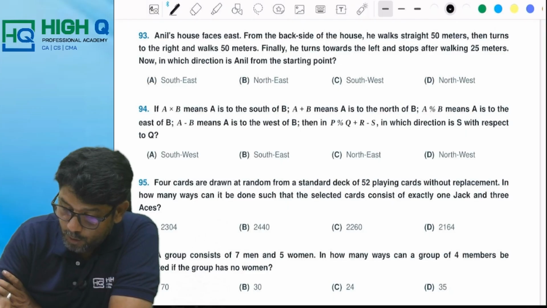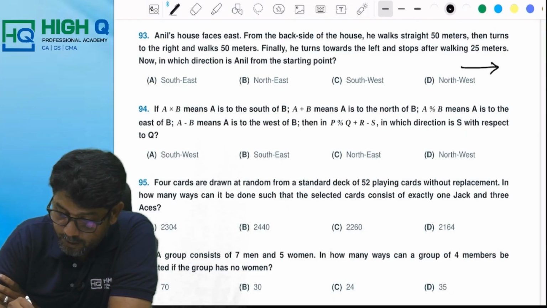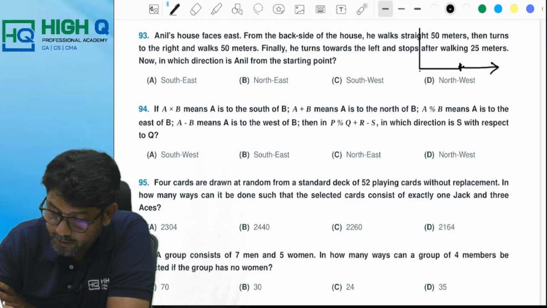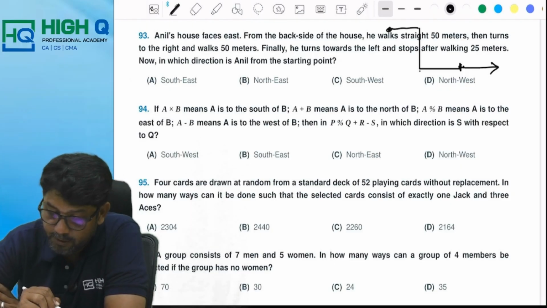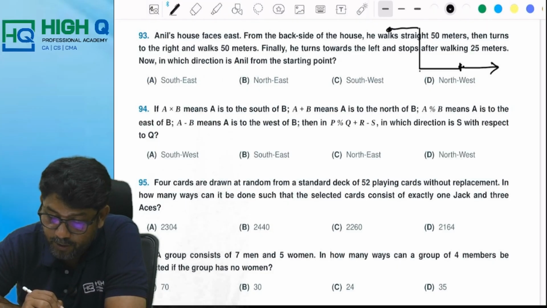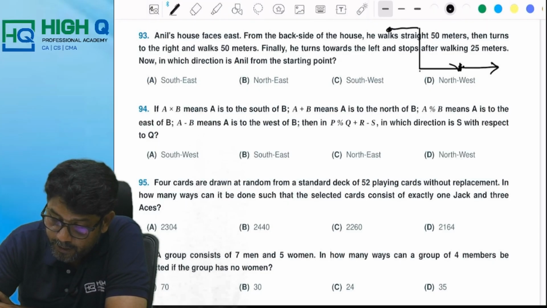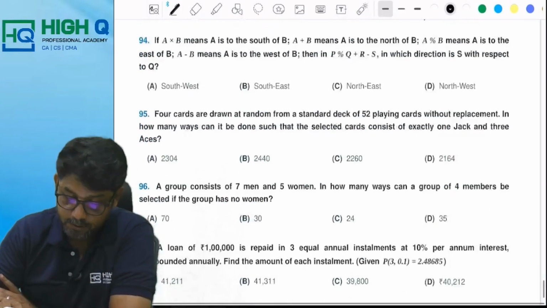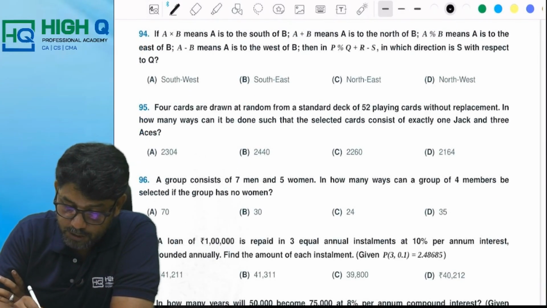Next. Anil's house faces east. From the back side, that means our back side is west direction. From the back side, he walked. So this is his back side. So he walked 50 meters. Then turns to his right and walks again 50 meters. Finally, he turns towards left and stopped after 25 meters. Now, in which direction is Anil from the starting point? This is the starting point. In which direction, my dear? Northwest. Option D. That's it.